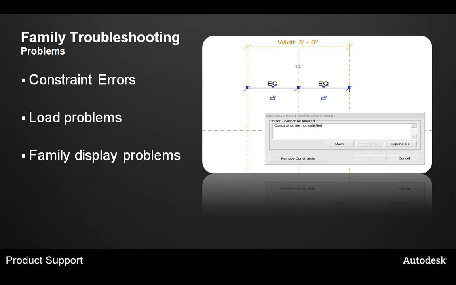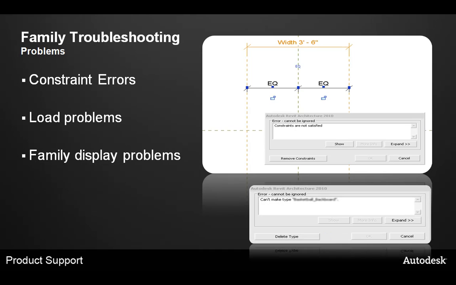Another type of problem you may experience is a problem loading the family. These can manifest themselves as can't make type errors when loading a new family into the project. The error would say can't make type, and then the name of the family would follow.